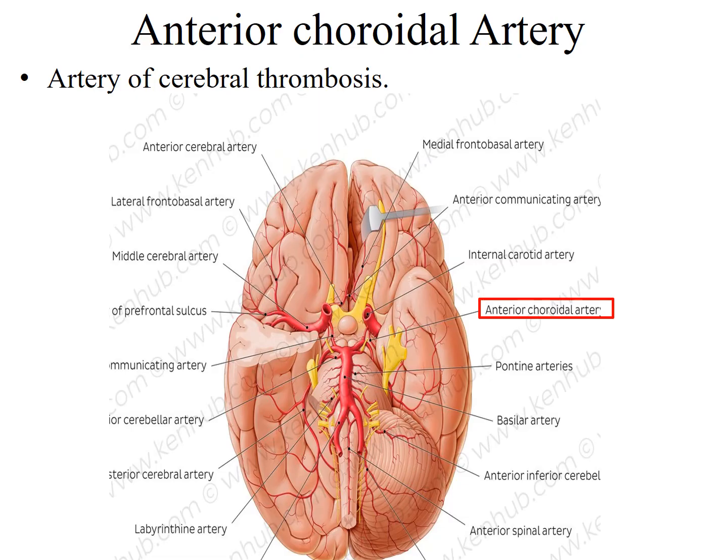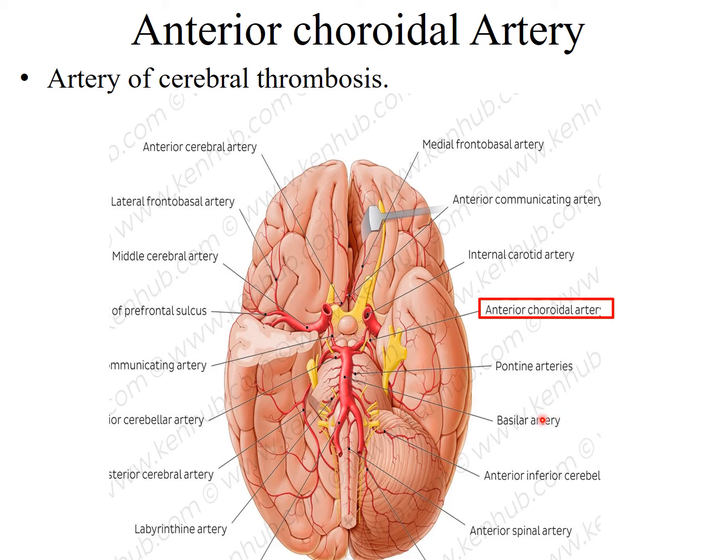The next artery which we are going to see is the anterior choroidal artery. This artery is very, very thin. Its lumen is very, very thin. In this picture, can you locate the internal carotid artery? This is the internal carotid artery, and you can see a very thin branch, the anterior choroidal artery. Its lumen is very, very thin, but it has got a long subarachnoid course.